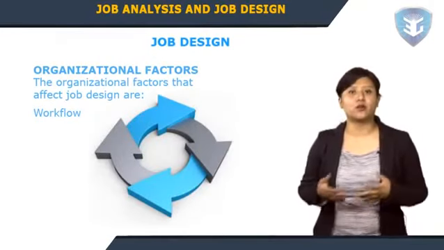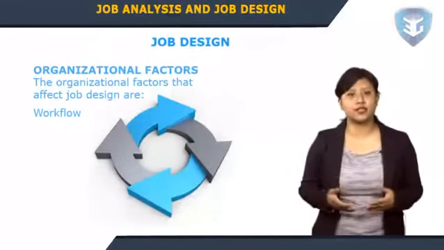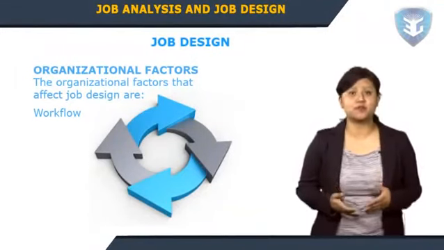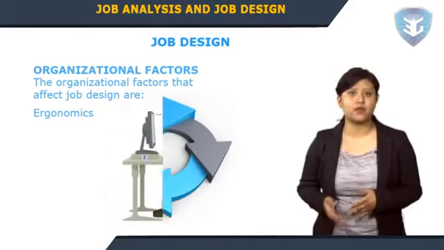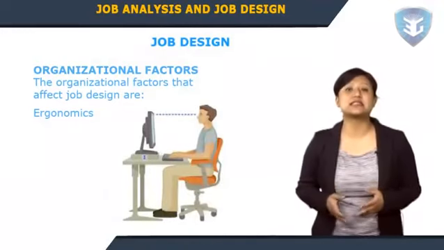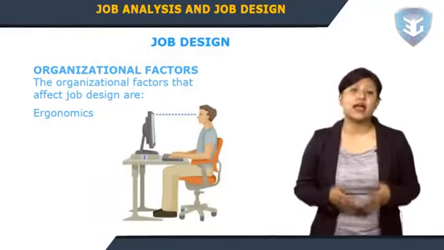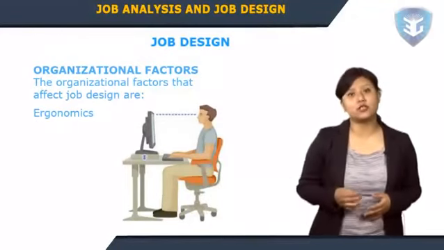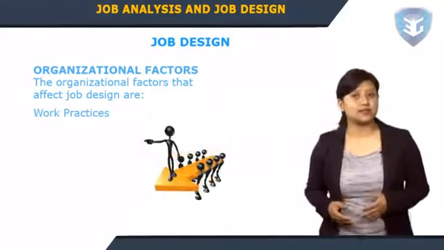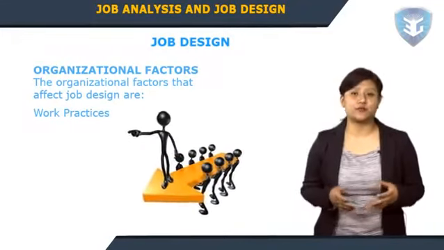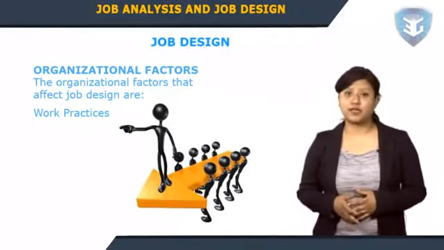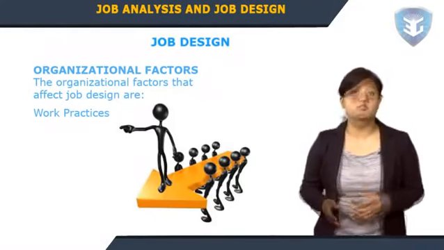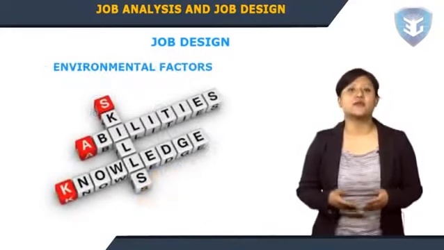Workflow. The flow of work in an organization is strongly influenced by the nature of the product. This product usually suggests the sequence and the balance between jobs if the work is to be completed efficiently. Ergonomics. Ergonomics is concerned with the designing and shaping of the jobs as per the physical abilities and the characteristics of individuals so that they can perform their jobs effectively. Work practices. Work practices are the set methods of performing work. This can affect the job design as there is little flexibility in designing the job, especially if the work practices are approved by employee unions.